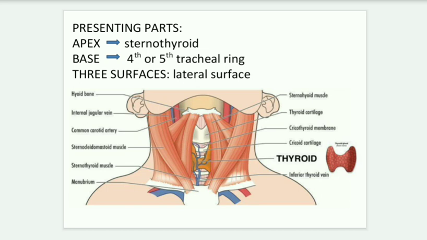When coming to the medial surface, there are some structures. It has two tubes, your trachea and esophagus, and two muscles, your inferior constrictor and cricothyroid muscle, and two nerves, your external laryngeal and recurrent laryngeal nerve. There are two laryngeal nerves on the medial surface.